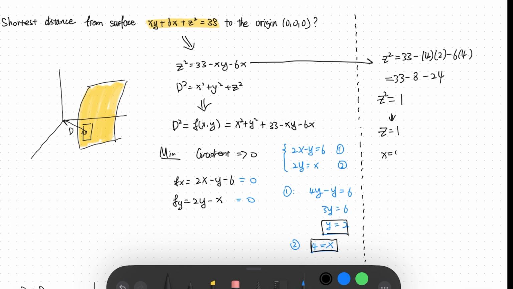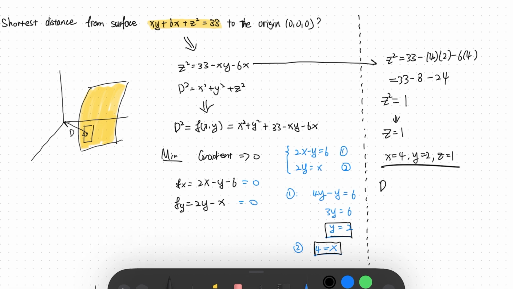Now we have obtained all the information of that point where the vector connects to the origin. We can write the distance as the square root of x² + y² + z². By plugging in the x, y, z values, we have the square root of 16 + 4 + 1. Then the shortest distance from the surface to the origin will be √21.